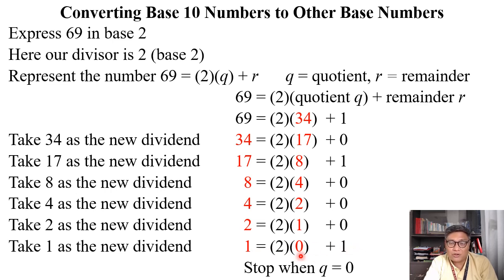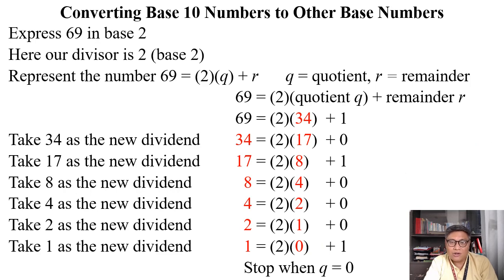Now, because our quotient is already 0, then we stop the process. Okay, that's the concept of the algorithm. So it continues on dividing by the divisor. We only stop when the quotient becomes 0. Then what's the next step?